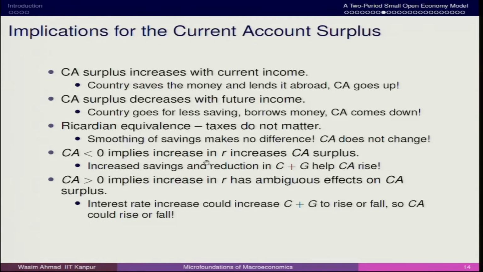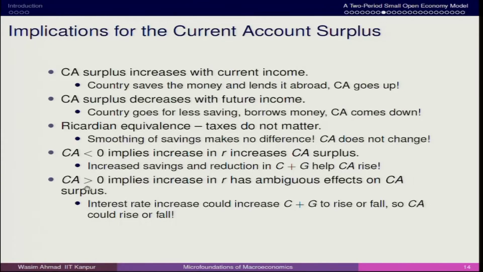So, based on the magnitude of the substitution and income effects, you can react to this, but in this case what typically happens is that if you have an increase in R, then this will lead to a decrease in your consumption. So, current consumption declines. If current consumption declines, so C plus G declines, which means that some amount of money is left out, and this money can be channeled to the CA surplus. So, this is what it mentions here.